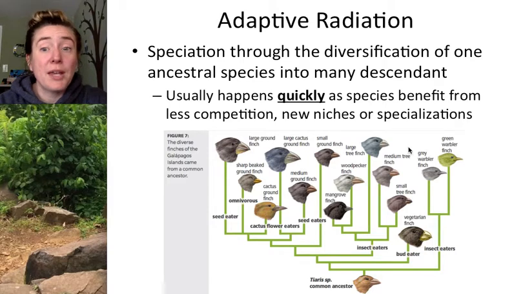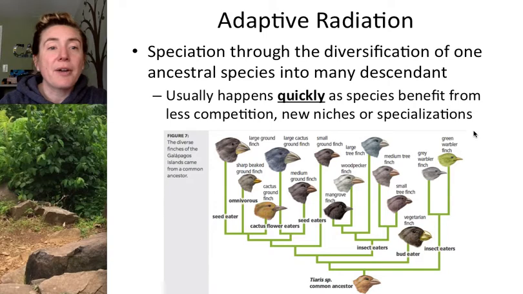So there might be just a mutation in the population that will allow them to better access some food source or better compete. This example here is of the Galapagos finches that Darwin studied. It started from one ancestral finch species, and because these were new islands that had not been around for very long, there weren't other bird species occupying that area, so they could very quickly diversify into all of these different species.